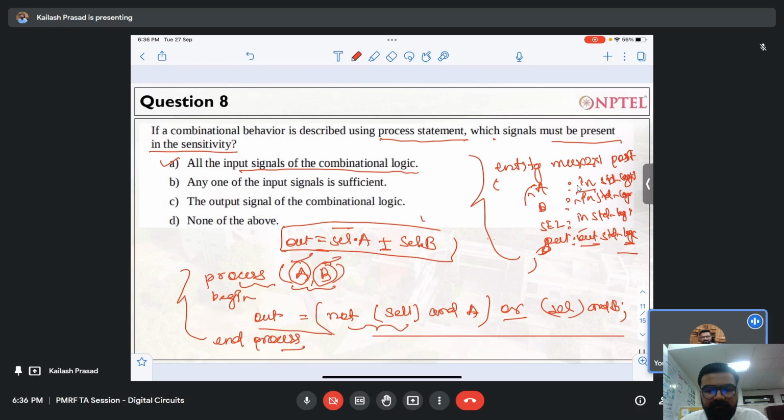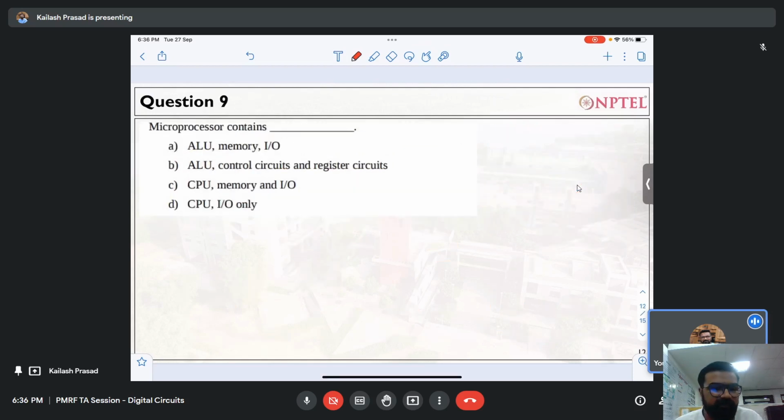Is that clear? Okay, nice, right? So we have discussed designing a very small module also. Okay, so that's good. Moving to the next question, which is a very simple one.